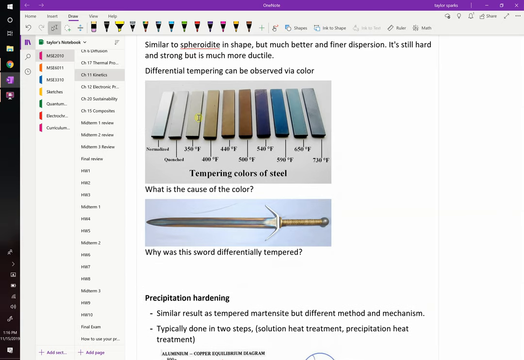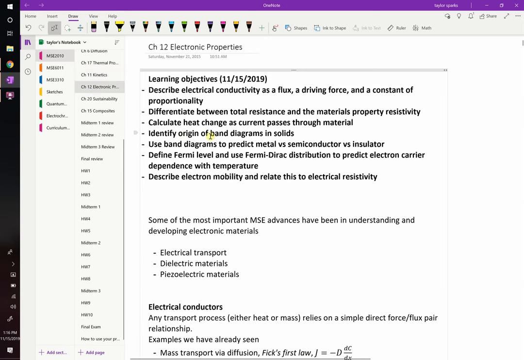Okay, let's keep going to chapter 12 then. Chapter 12 is really cool. It is on electronic properties. It might be the one that I think everyone in the room maybe knows the least about. Most of the other stuff is a little more intuitive. Electronic properties are a little bit less intuitive, I think. There's a little more physics that we have to get into.